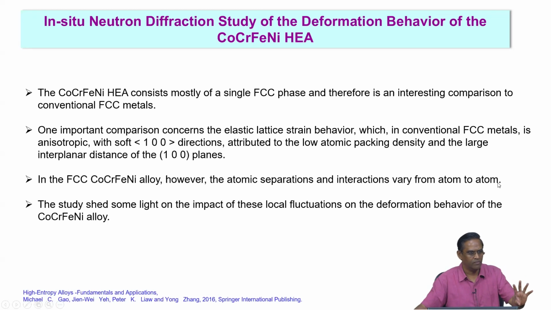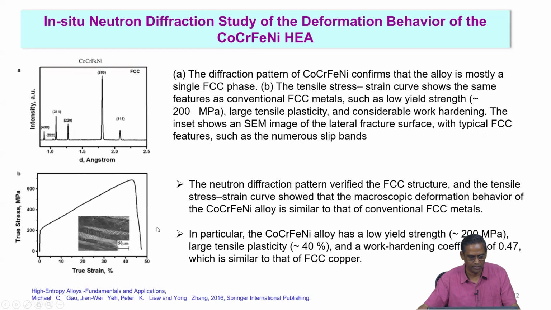We have a conventional FCC system where we know what happens in the 100 plane and 100 direction, but in these complex alloys, the interaction from atom to atom differs, so that will have a different effect. So, this study shed some light on the impact of these local fluctuations on the deformation behavior of the cobalt, chromium, iron, nickel alloy. So, what do we see here?